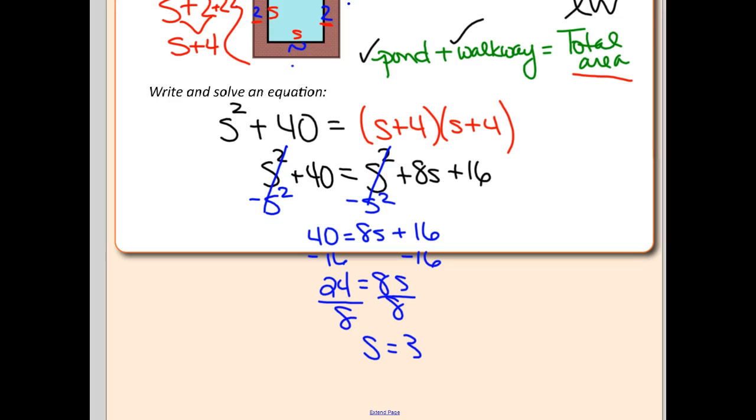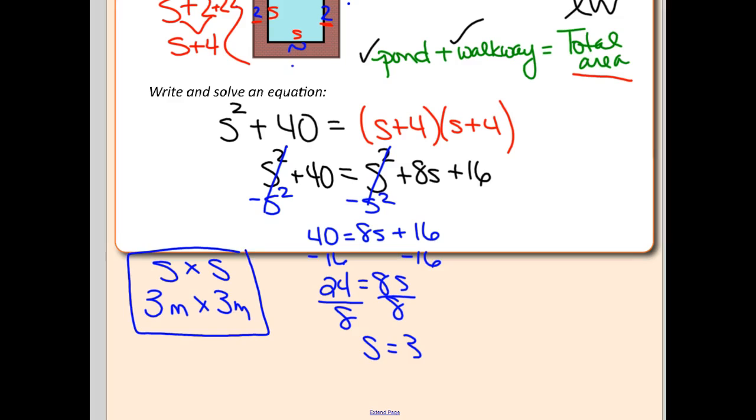But what was the question? Okay, well, the question was, what were the dimensions of the pond? Well, if we look back up here, the pond is S times S. So that means the dimensions of our pond are going to be 3 meters by 3 meters. So there's the answer to our question.